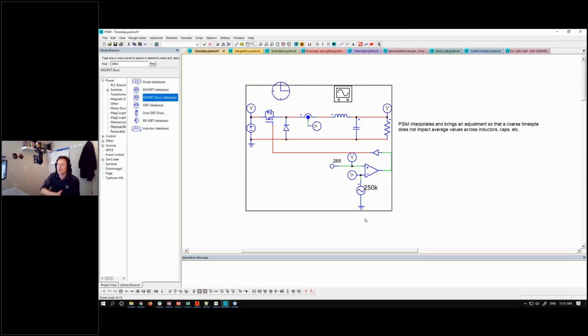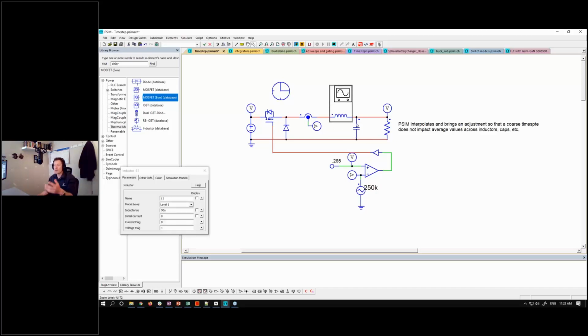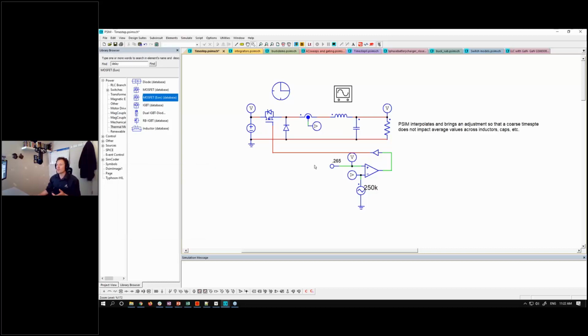But so, are we only going to be able to resolve 20 different duty cycles? Or what actually is going to happen is that PSIM is going to interpolate. So we will have a coarse time step, but PSIM is going to interpolate to find the exact moment of transition so that the average values in this inductor, so the average current and voltages, are going to be correct. Even though we have a coarse time step, and if we look at the simulation results, we're going to see a gating wave displayed in discrete chunks, we'll still be able to resolve very subtle changes in duty cycles.